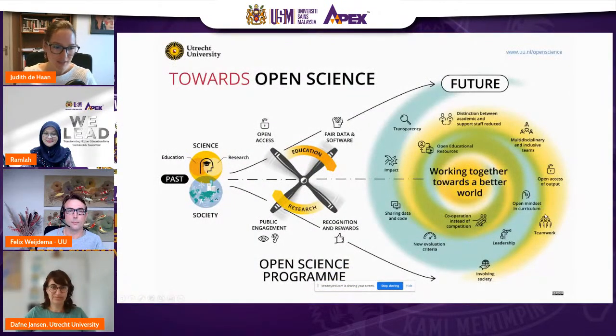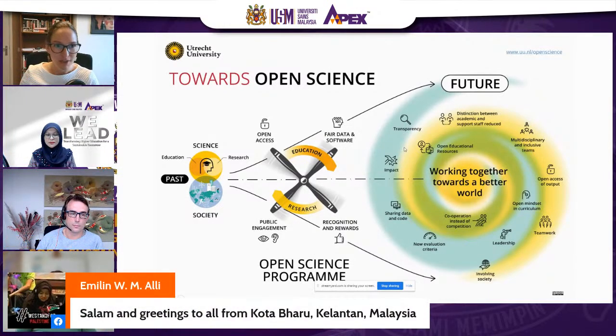So this is the infographic of our open science program, which encapsulates what we're doing at the University of Utrecht. As you can see here, we are moving from a past where science and society were separated and not working much together. We want to work towards a future where science and society are more interacting and working together to increase the impact of the research and education that we're doing. So as you can see here, in the future, we want to increase the transparency of what we're doing.